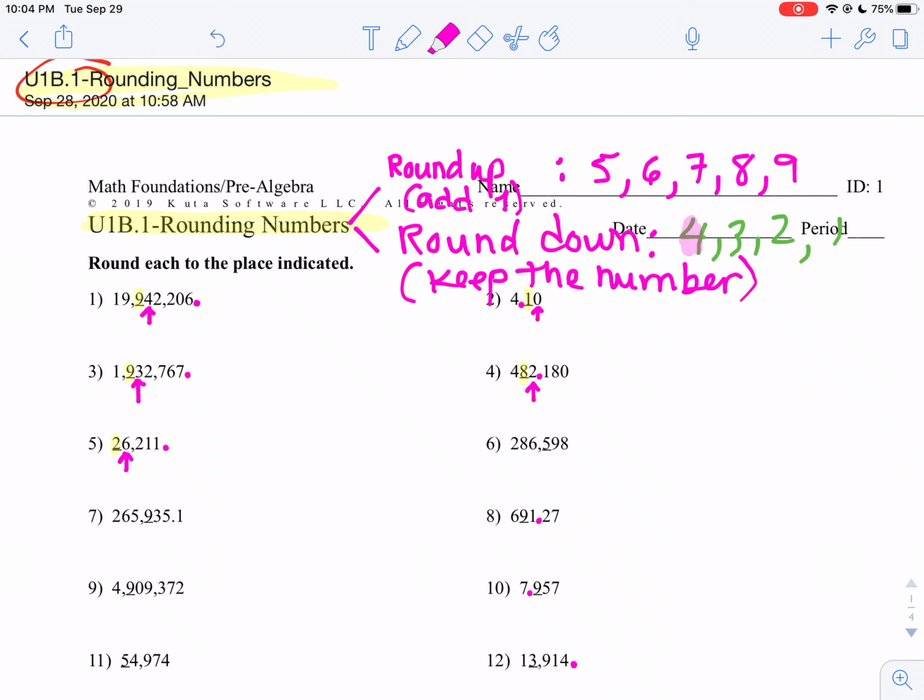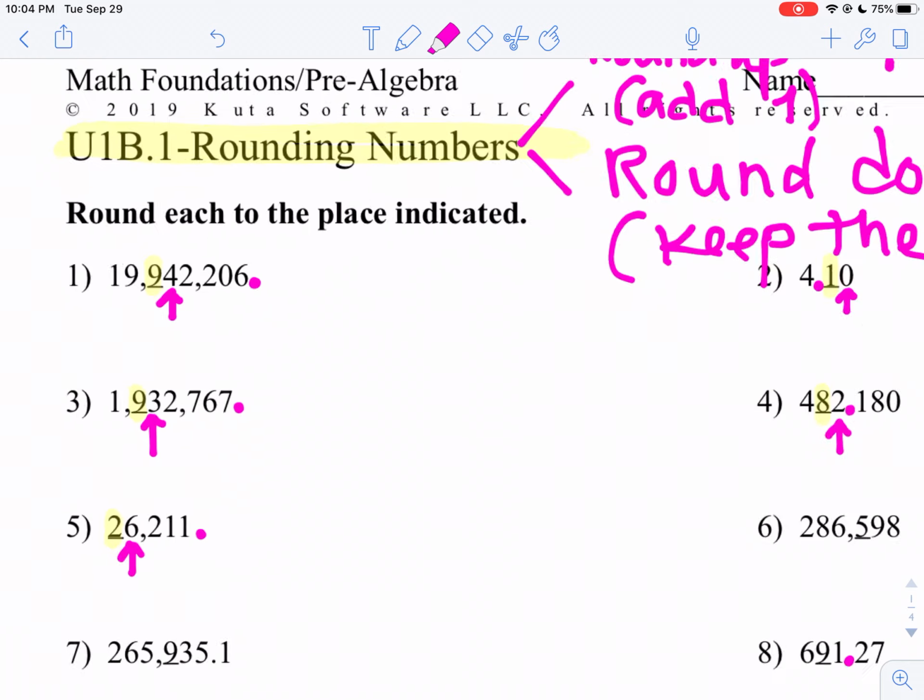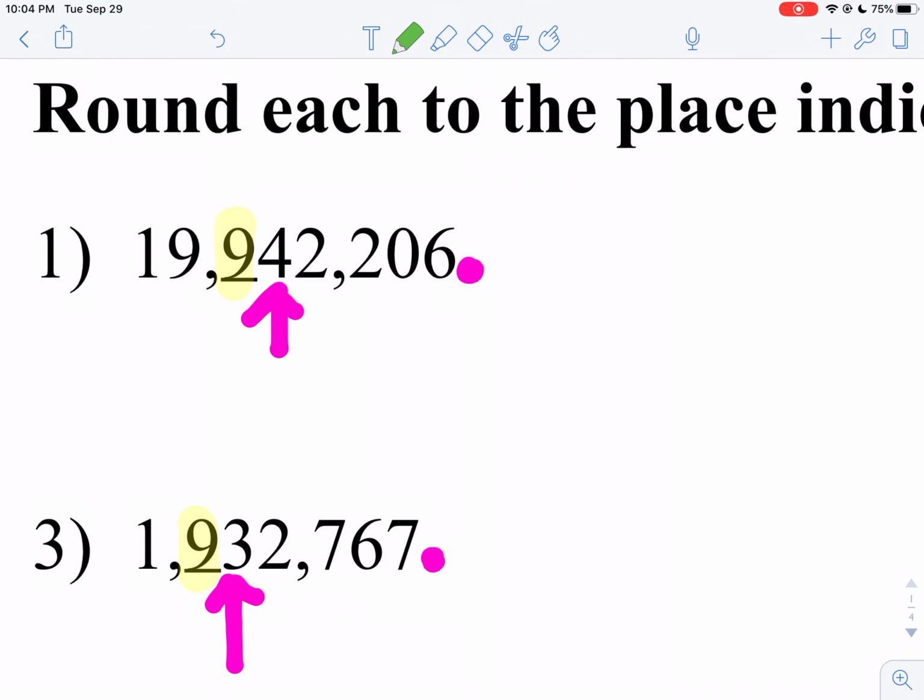Round down means keep the number 9. So I'm going to keep the number 9, I write it down, and then all the numbers after that, I have to replace with zeros. So 4 becomes 0, 2 becomes 0, I have a comma, 2 becomes a 0, 0 is 0, and 6 is 0. So you fill all those numbers with 0 up to the decimal point.